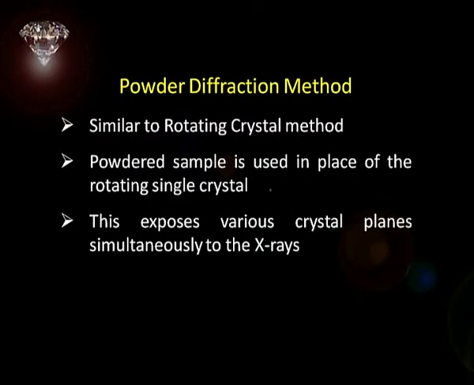Now, when I put a large number of small crystallites in the path of X-rays, these crystallites are randomly placed. So in different small crystallites, different sets of planes will be in the direction where they get exposed to the X-rays, and as a consequence they will give me a diffraction pattern. That means whatever I was trying to achieve in the rotating crystal method, by rotating the crystal at a certain speed, can all be done in one shot.